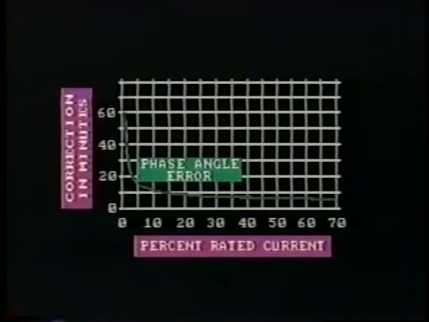And here is the correction factor for phase angle. The correction is shown in minutes of a degree. You can see that the error is very small, less than 1 degree. The phase angle error is important in revenue metering, but it really has little effect on relay performance. In fact, for relay operation, we're really concerned that accuracy is good for much higher values of current, say 10 to 20 times normal full load current.